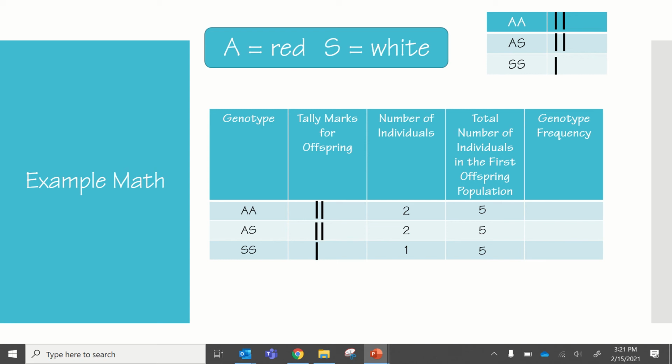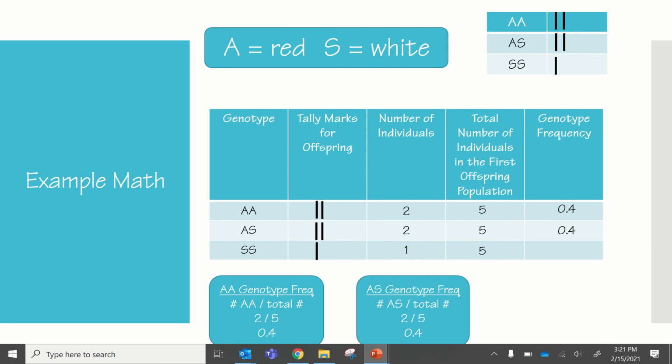We then take the genotypic frequency. We take the number of individuals divided by the total number of individuals. So 2 divided by 5 gave me 0.4. 2 divided by 5 gave me 0.4. And 1 divided by 5 gave me 0.2.